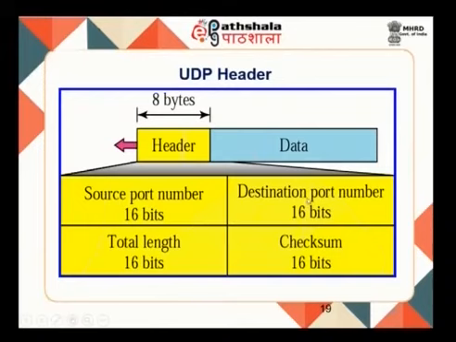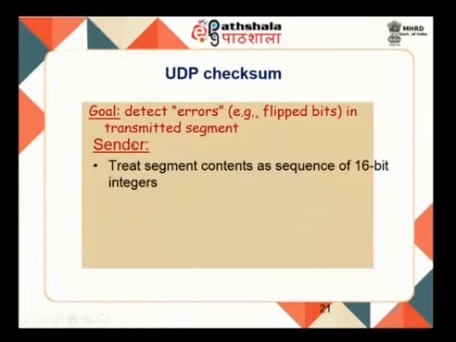So, with all this information being guaranteed by the checksum, you make sure that your endpoints are intact, that is, the delivery is taking place from the correct source IP address and source port number to the correct destination IP address and destination port number. Let us take a quick look at what is actually happening with the checksum. The reason we use a checksum is to detect errors that could be in the transmitted segment.